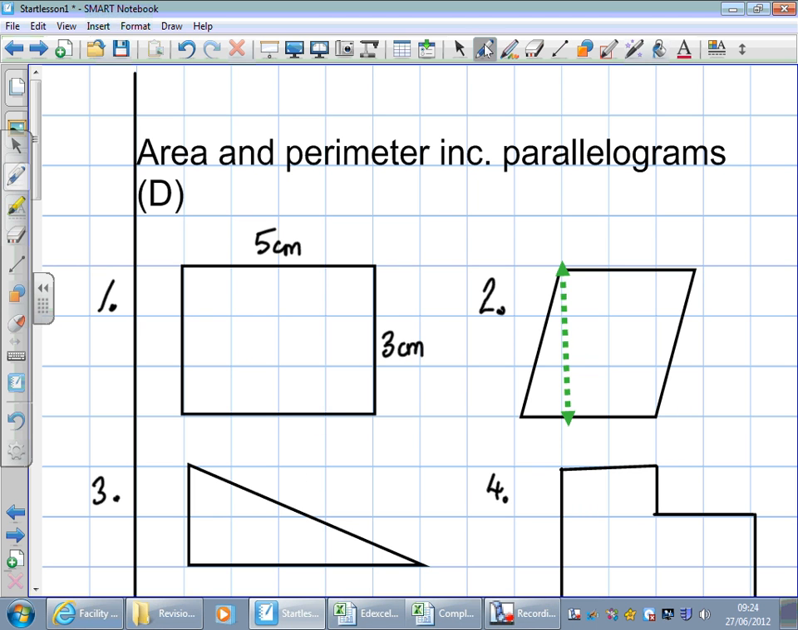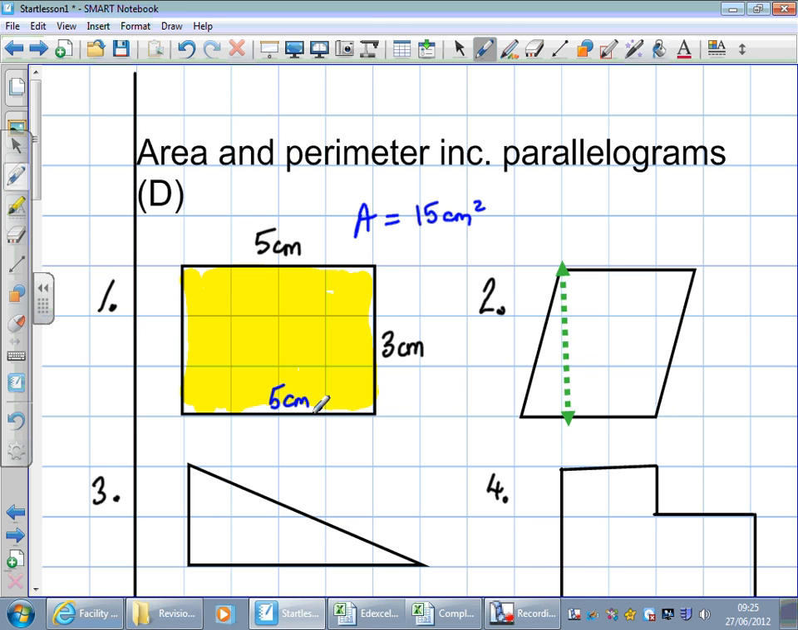Area is the amount of space. Say I wanted to paint that little shape there, I would need to know its area. To work out the area, we multiply the base, which is the same as that length there, 5 centimeters, times its height, which is the same as that side there. 5 times 3 is 15. Centimeters times centimeters is centimeters squared. So you write the area equals 15 centimeters squared.